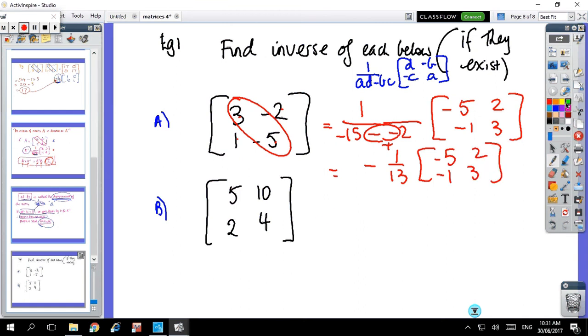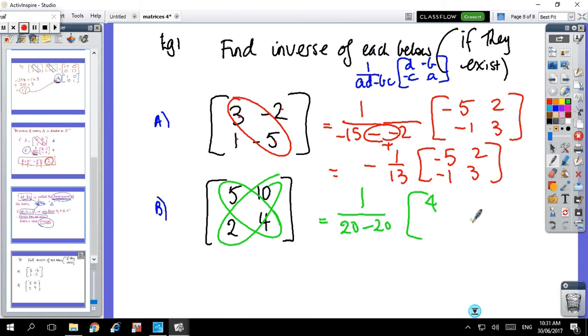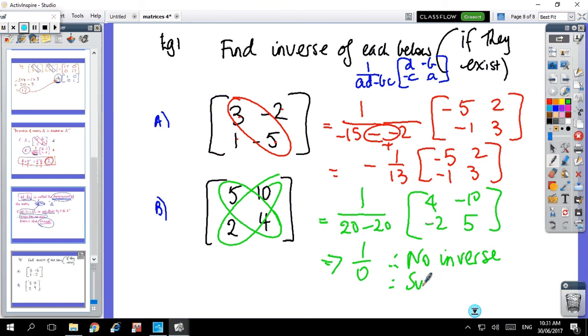Okay, so next one, we get 1/5 fours are 20, minus 20, and then it doesn't matter, this isn't going to work. So 4, 5, minus 10, minus 2. So 1/0, therefore there is no inverse. So it's therefore called a singular. It has no inverse. Okay, and you'll notice that if these numbers multiply to the same number, when you subtract, you'll get a 0. So that's the pattern there.